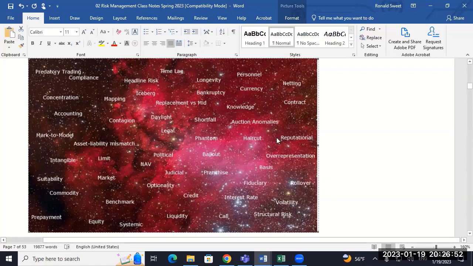Contract risk we'll talk about. Reputational risk we'll talk about a little bit. Mark to model risk we might talk some about. Accounting risk we'll talk about. Concentration risk we'll talk about. There are some in here I'm not exactly sure what they mean, but do y'all see any that are relevant? You may know what over-representation means; I'm not real sure on that one. Currency risk we'll talk about. Longevity risk we're going to talk about. Contagion risk we'll talk about. So yes, we'll talk about probably most of these. Suitability, we'll probably talk a little bit about that.